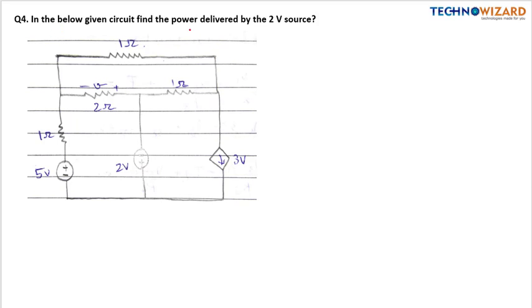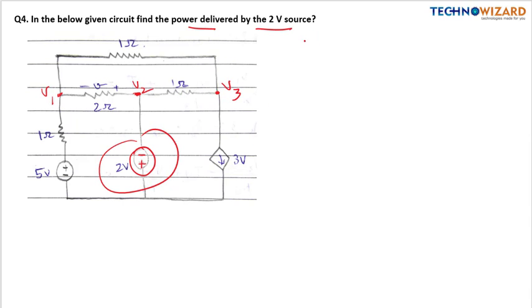In the below given circuit, find the power delivered by the 2 volt source. This is a 2 volt source, minus plus. Here you have to see what is the power delivered. So here there are 3 nodes, V1, V2 and V3.